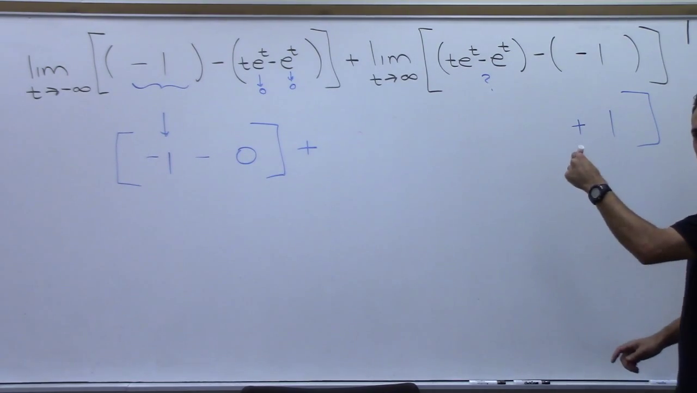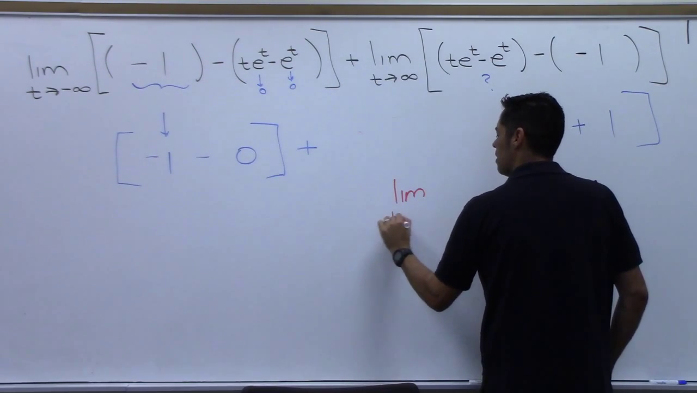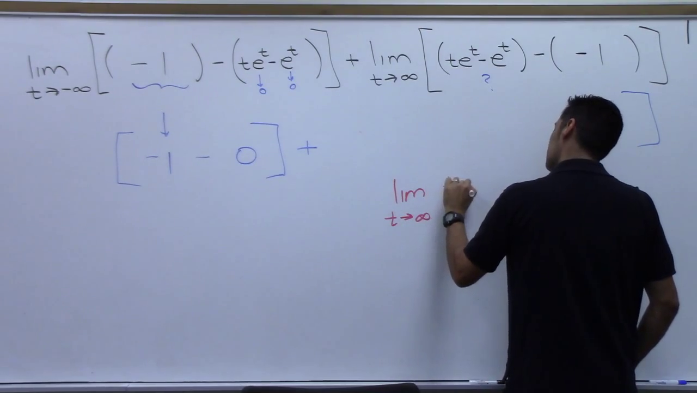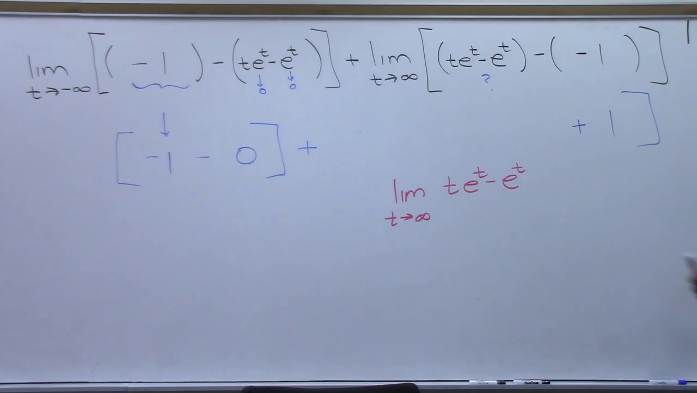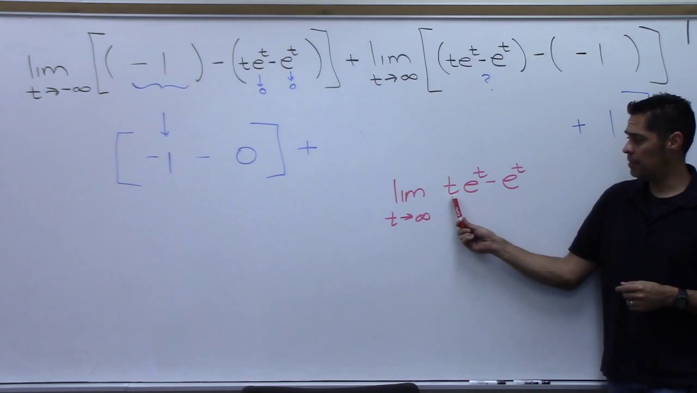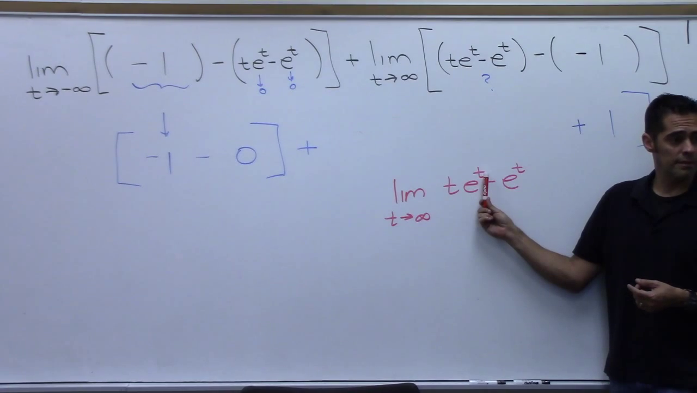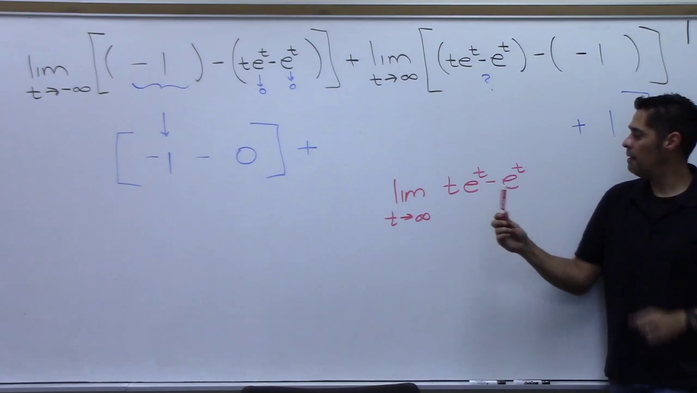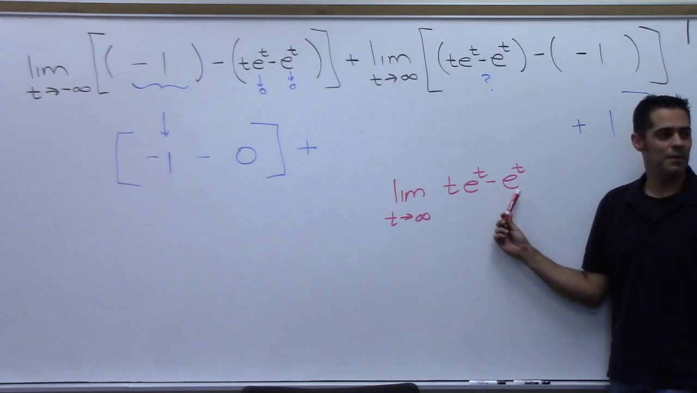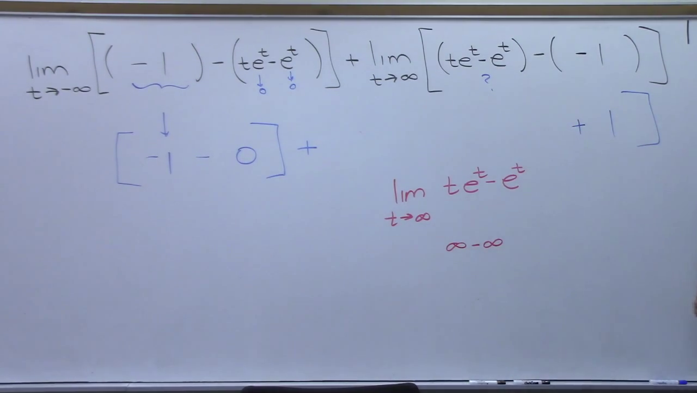So maybe I should work that out on the side because it's not obvious. What's the limit as t goes to infinity of t e to the t minus e to the t? Infinity times infinity minus infinity? t is going to positive infinity. This is going to go to infinity, right? e to the infinity, infinity. Infinity times infinity is infinity. That's okay. It's getting big. Minus, though, infinity. And what's infinity minus infinity? You don't know. It's just like 0 times infinity. You don't know.